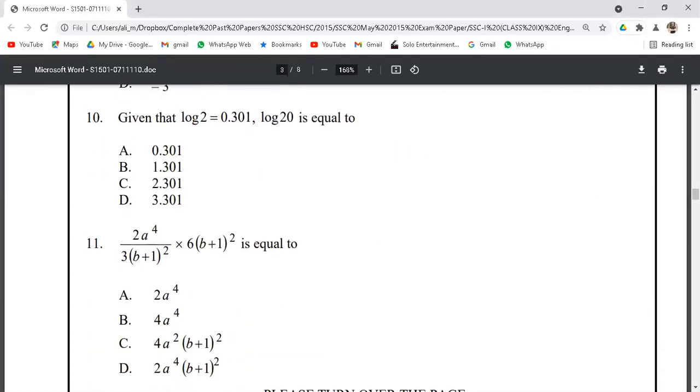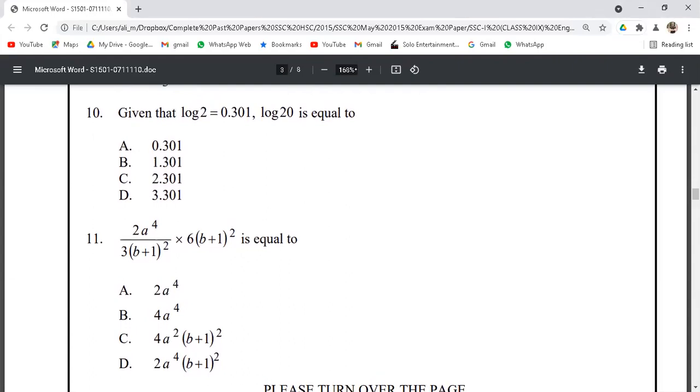Let's see question number 10 and 11. In question number 10, we have the value of log 2 and we have to find the value of log 20. So let's break this 20 into its factors, that is 10 multiplied by 2. And log of 10 into 2 can be expressed as log 10 plus log 2. We know that log 10 is equal to 1 because in this question we are not given any base, so the base is 10.